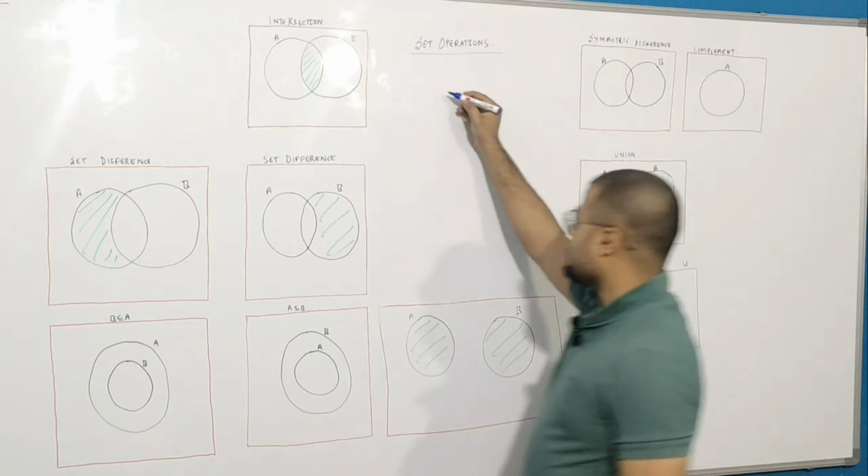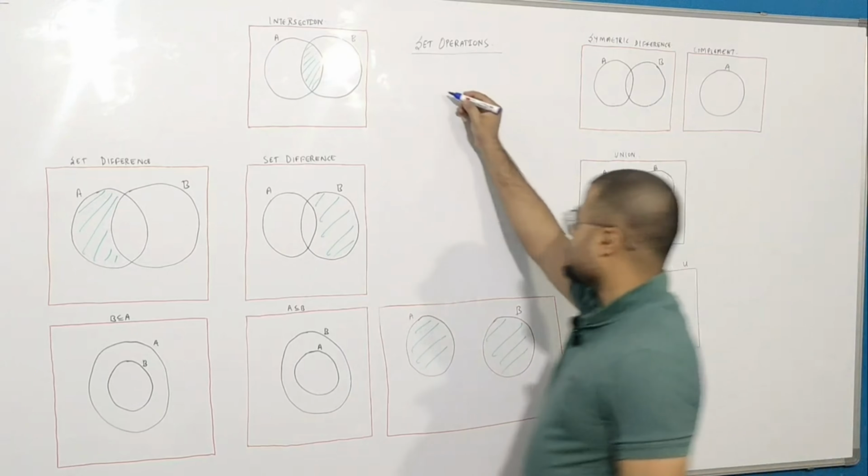This set operation gives me what region? It gives me the elements of A and B that are not common. So this gives me those elements of A and B which are not in the intersection region. That is, the elements of A that do not belong to B and the elements of B that do not belong to A.